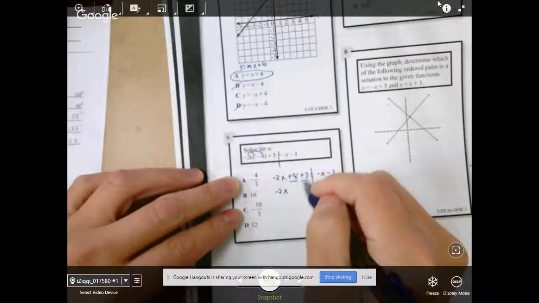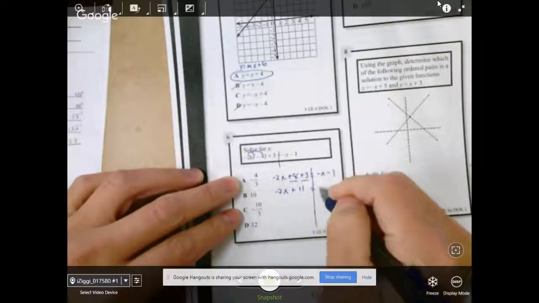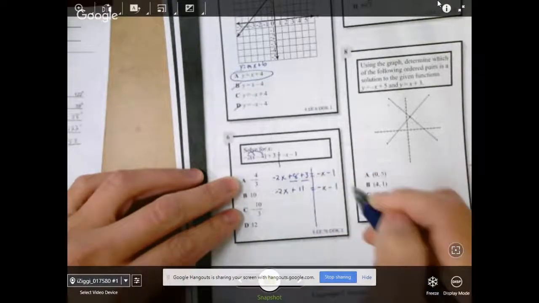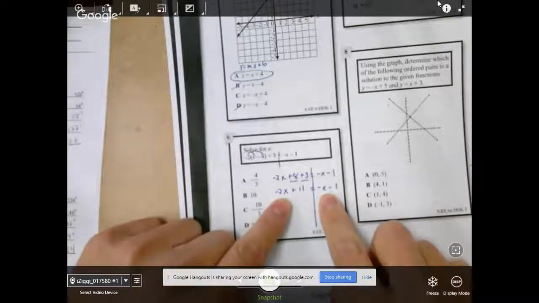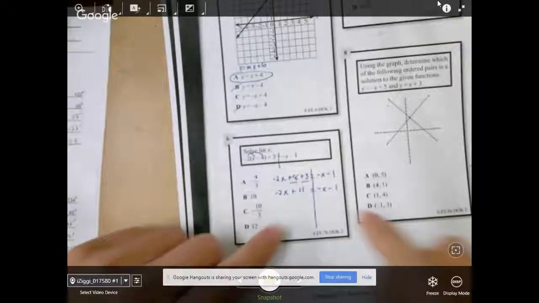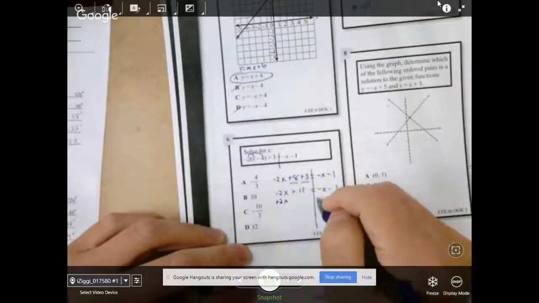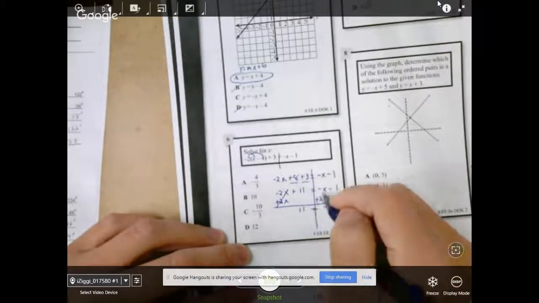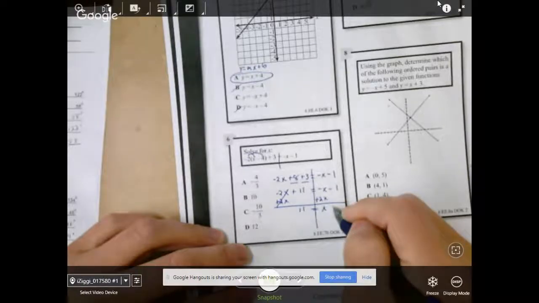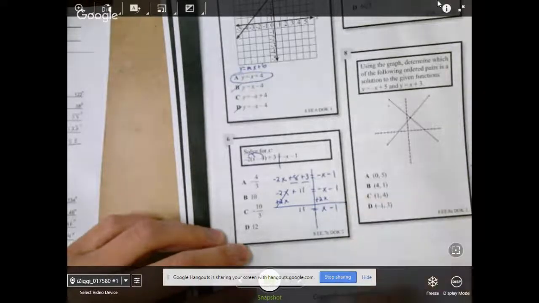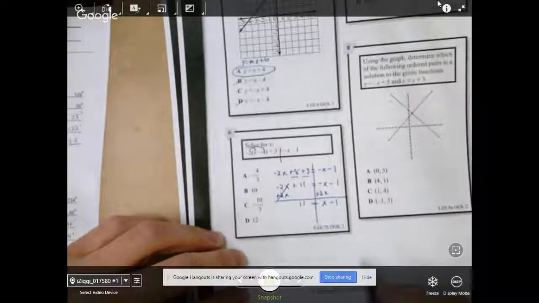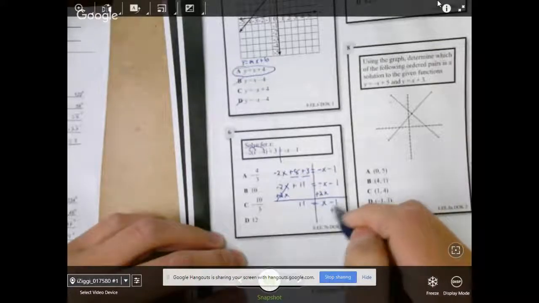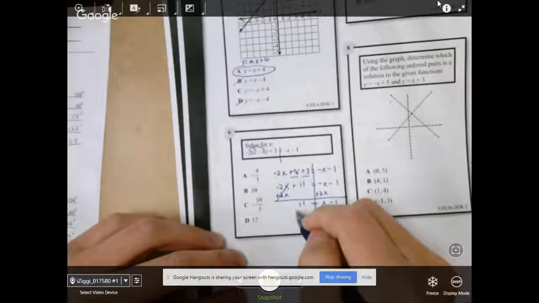I have x's on both sides of the equation now. So I'm going to add 2x to both sides. That's gone, so I have 11 equals negative 1 plus 2 is 1, 1x, bring down the minus 1. And then the last step, I got to get the x by itself. It's x minus 1, so I have to add 1 to both sides. So I get x equals 11 plus 1 is 12.